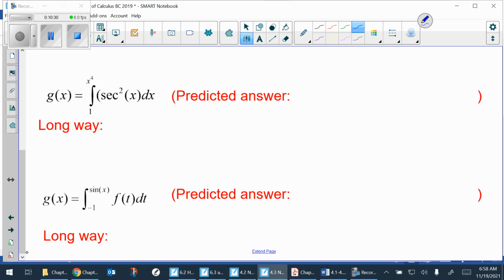Down here, we want the derivative of g of x. Well, I'm thinking we're going to drop this guy in. I'm not going to do this the long way. I think we're pretty confident with what we're doing here. We're going to get secant squared of x to the fourth times the derivative of this guy, which would be 4x to the third. And since I prefer the coefficients to be brought up front, I'm going to call it 4x to the third, secant squared of x to the fourth.